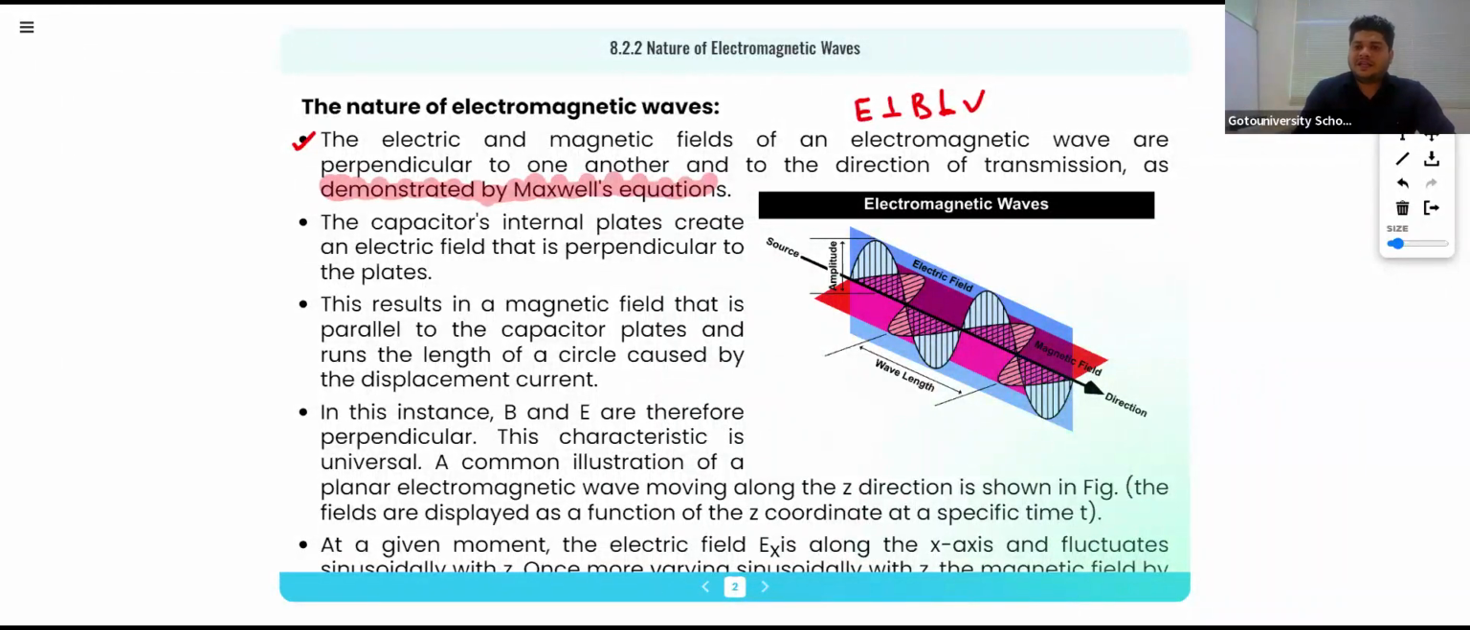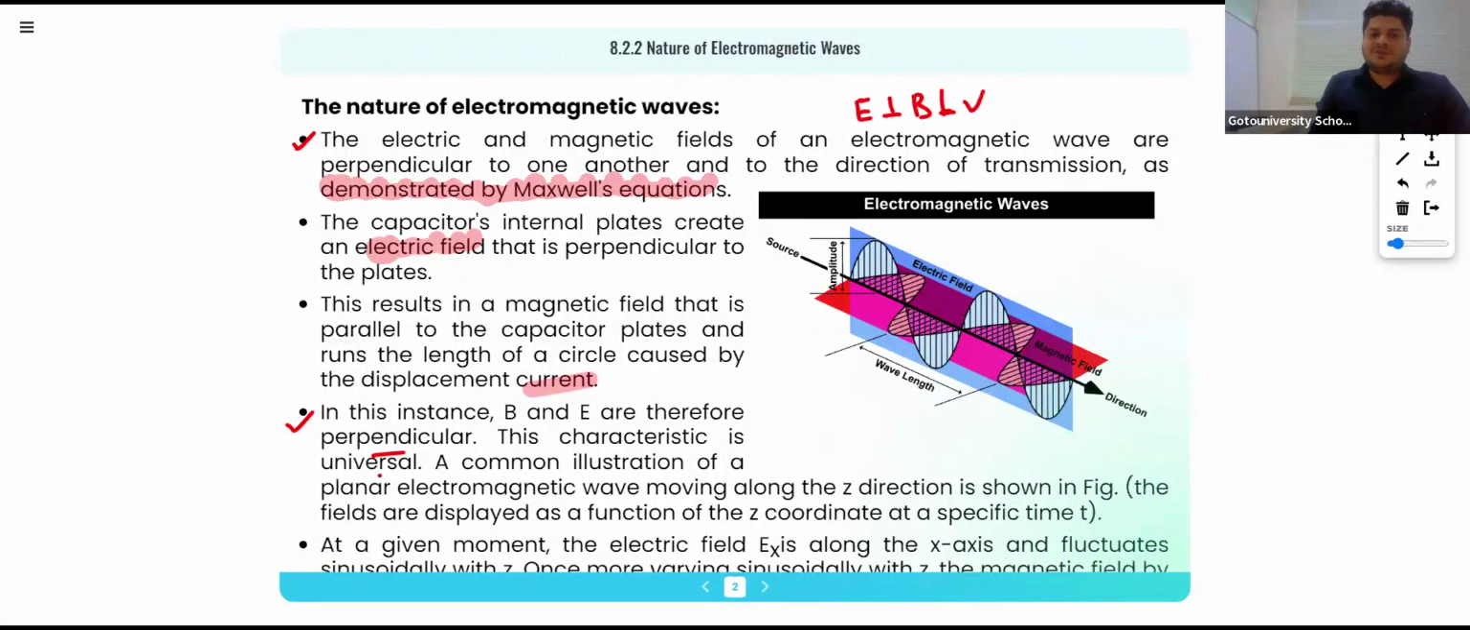Then second, the capacitor's internal plates create an electric field that is perpendicular to the plate. This results in a magnetic field that is parallel to the capacitor plate and runs along the length of a circle caused by the displacement current. What is there in the diagram is given by this point. In this example, B and E are therefore perpendicular.